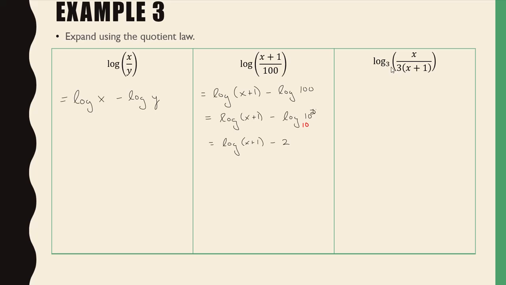All right, and our final one here, a little something I'm going to watch out for. We actually have a base that's not just 10. So I'm going to have log, and I can split this apart into log x, now that is base 3, minus log base 3, and then we have 3 times x plus 1. Now here we can use the second log rule. We can go back to the product law, and we can expand this even further. So we're going to get log base 3 of x minus log base 3 of 3, and then we're going to go plus our second part of that log, which is x plus 1.